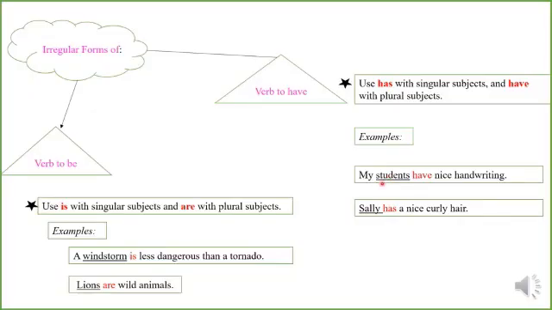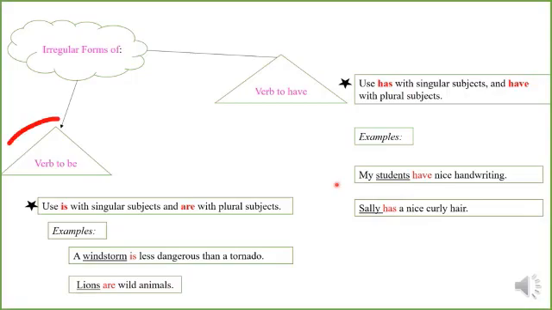Look here. My students have. My students, I can replace this noun by the pronoun they. So they have, or my students have. So this is a plural subject. It takes have, and the singular subject it takes has.